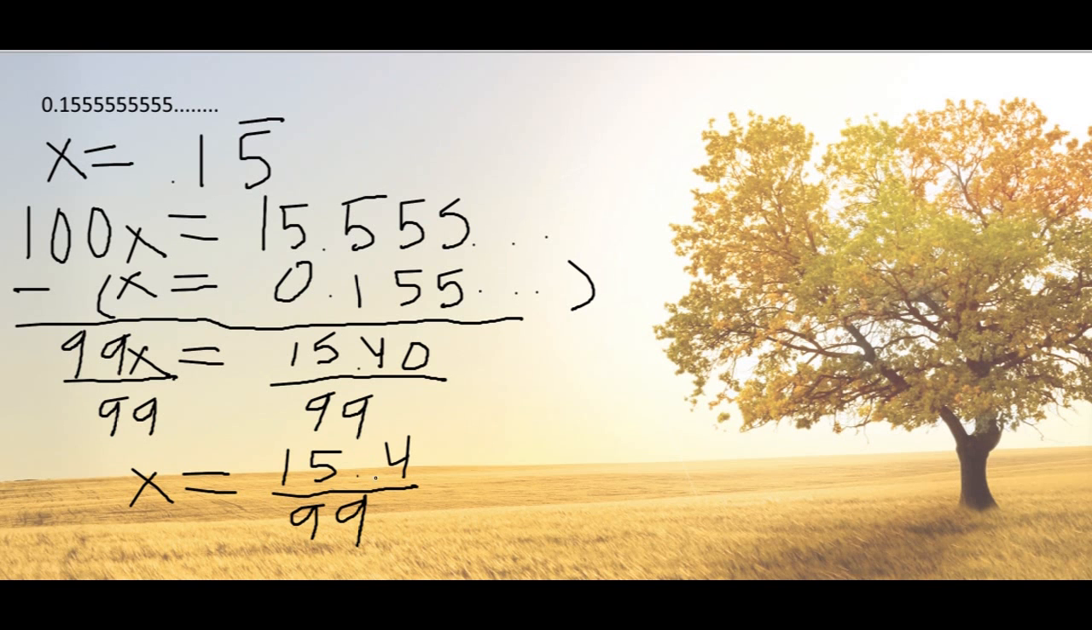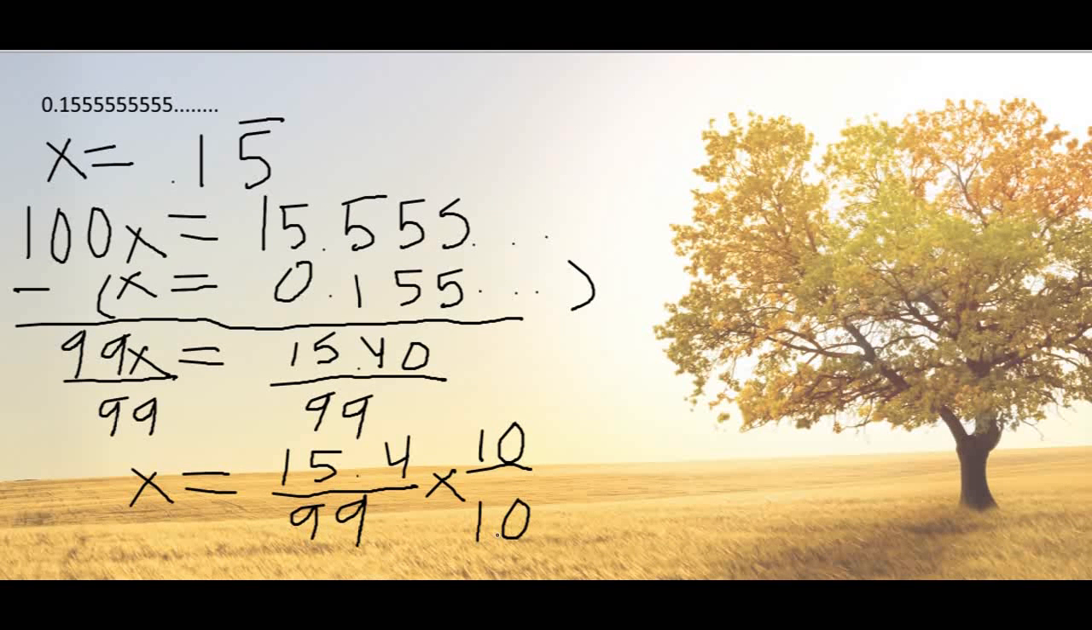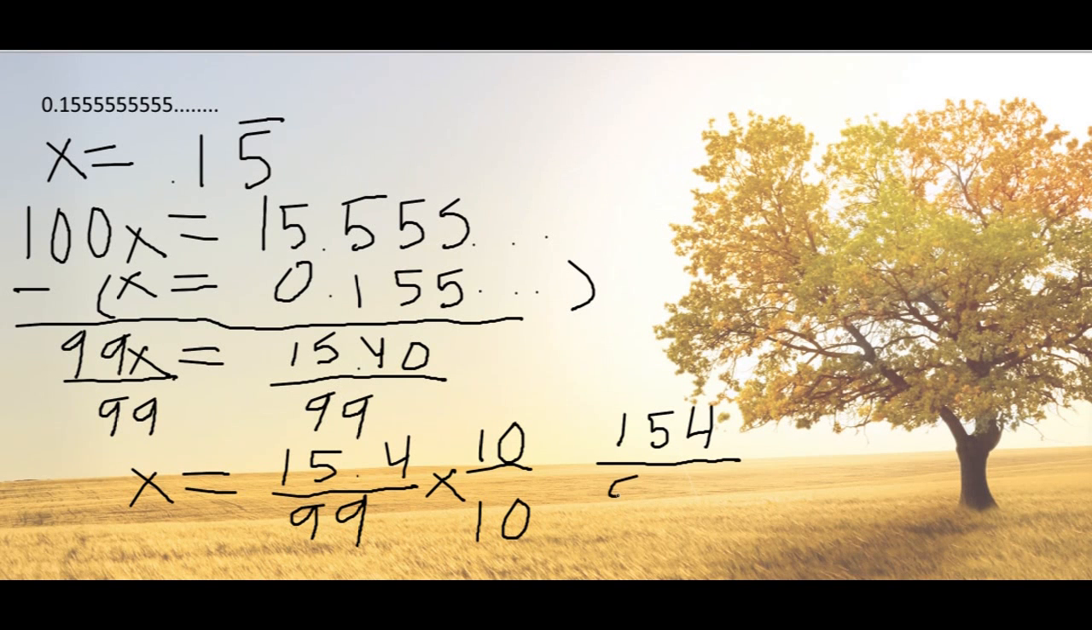You can't have a fraction and a decimal mixed. But that's easy to fix. We'll just multiply the top and the bottom by 10. And you have to multiply the top and the bottom by the same thing, because this is technically multiplying by 1, since they're the same on the top and the bottom. You can't multiply the top by 100 and the bottom by 10. So we'll get 154 over 990.